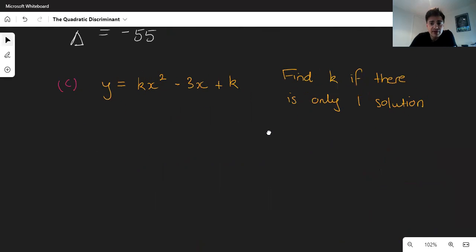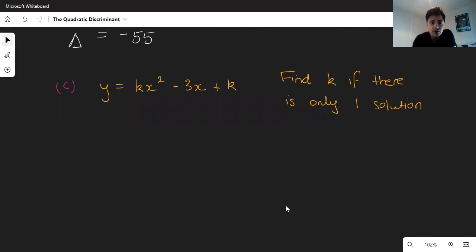The third example I have here is a little different. The quadratic equation we have is missing values. So we don't know what those values are, k x squared minus 3x plus k. But we need a little bit of extra information to know what happens with this quadratic equation. And we're told that there is only one solution for this quadratic equation. So think, if there is only one solution, that means the discriminant is equal to 0.